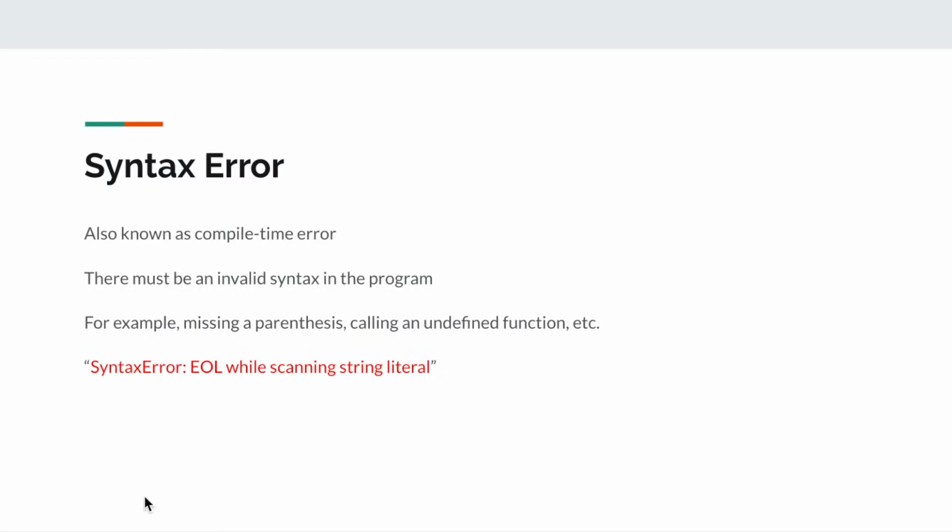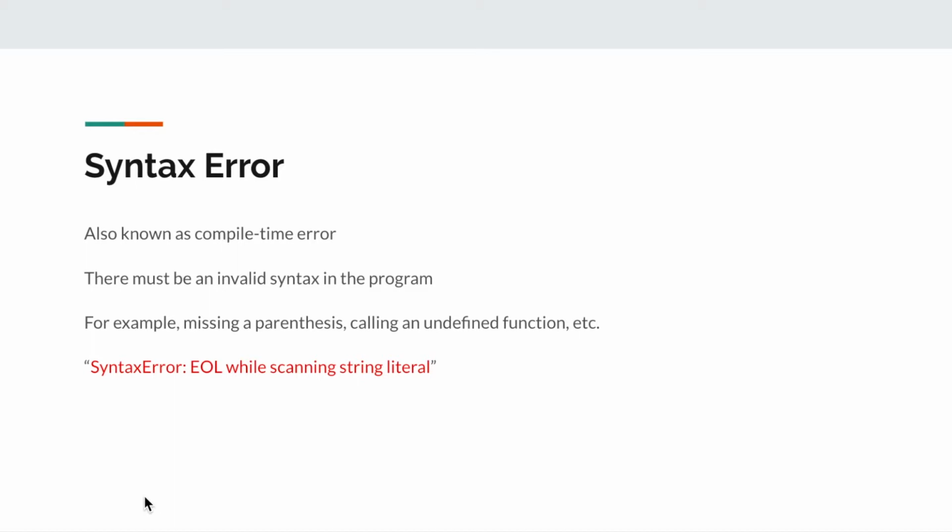So there are three big types of errors, and the first one is syntax error, which is also known as compile time error. Some of you might not understand what compile time means. The languages we often write, such as Python and Java, are high-level languages. They must be compiled first into machine-readable language to be executed by the computer.